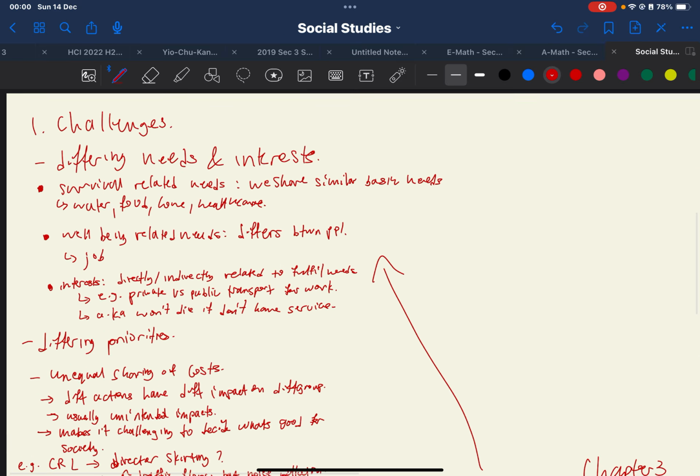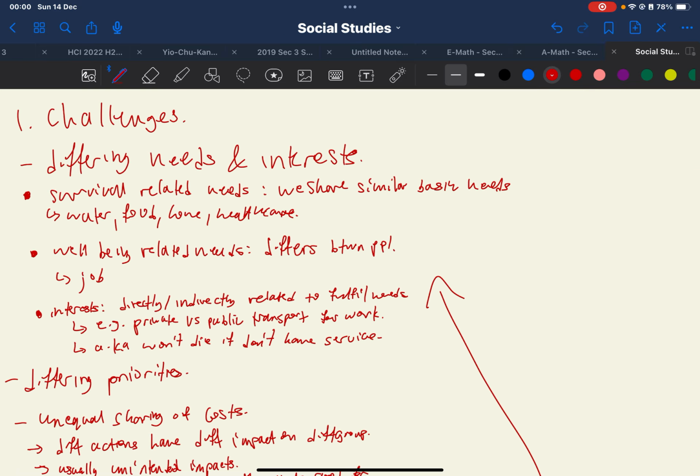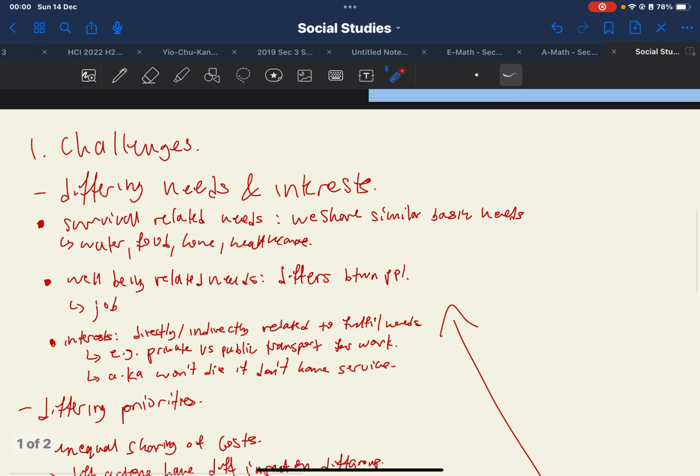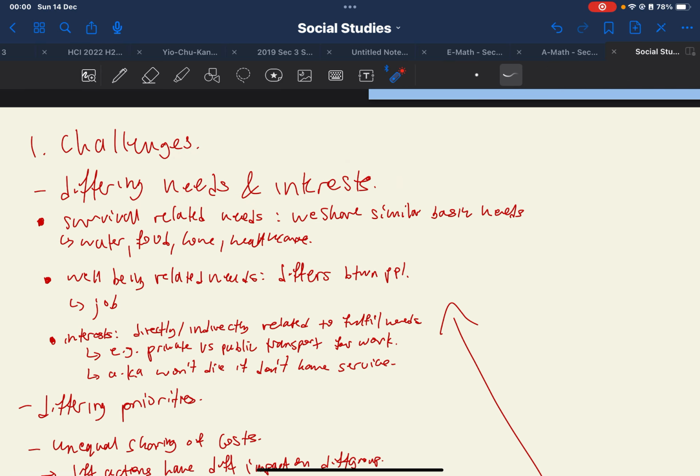So, first of all, challenges. First, we're going to talk about challenges, okay? Differing needs and interests, okay? So, what are two different needs? Survival-related needs and well-being related needs.